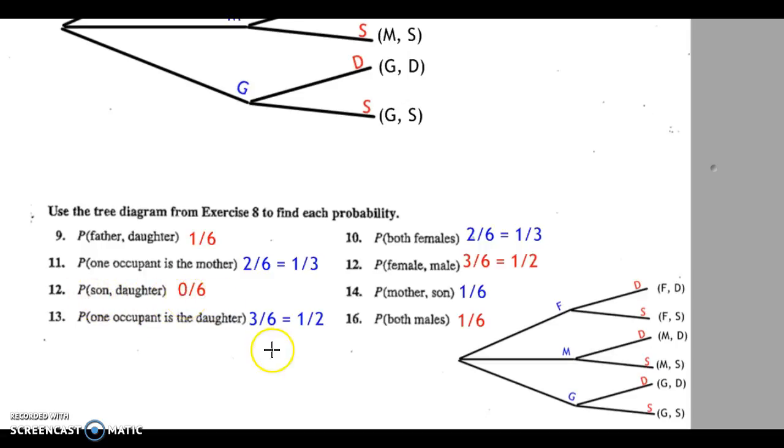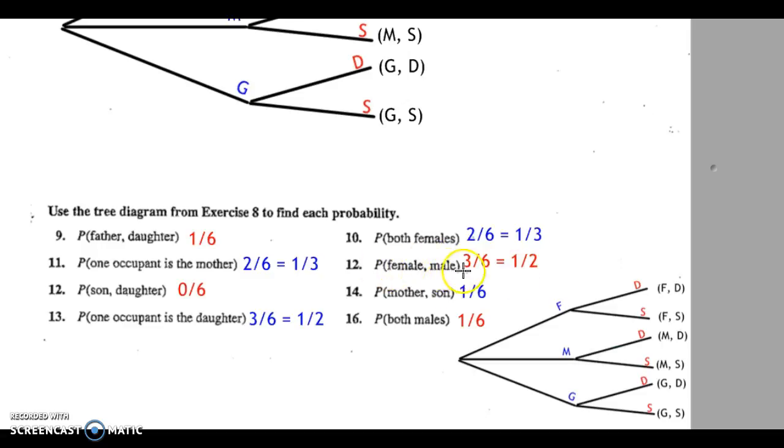0 out of 6. One occupant being the daughter is 3 out of 6, which is because this outcome has a daughter. That's 1. That's another daughter, 2, and another daughter, 3. So that means it should be 3 out of 6, or 1 out of 2. And remember, we're expressing our probabilities as fractions in simplest form. The probability of both females is 2 out of 6 because we have mother-daughter here and grandmother-daughter, both females, so that should be 2 out of 6, or 1/3.